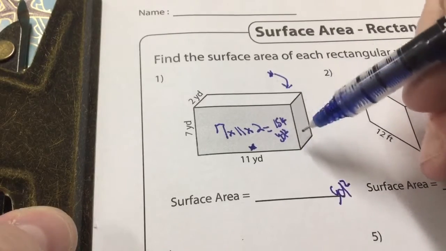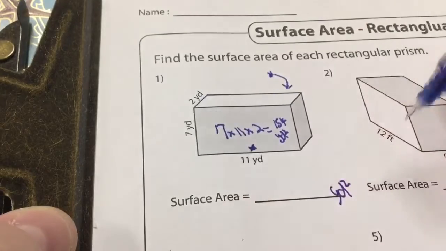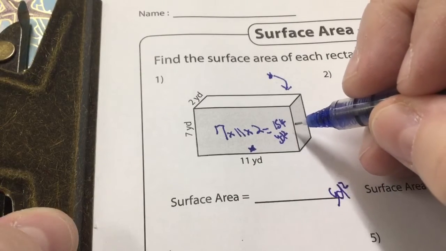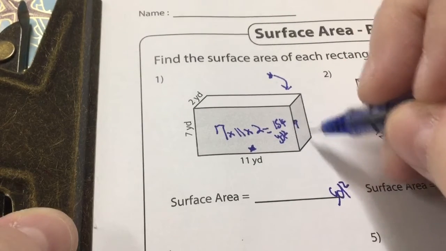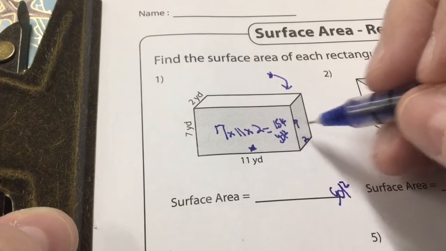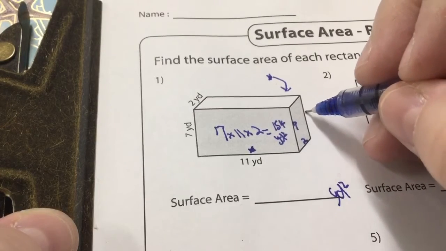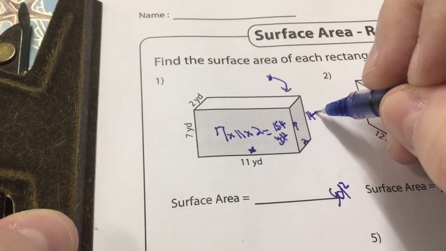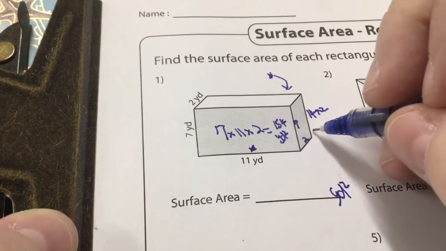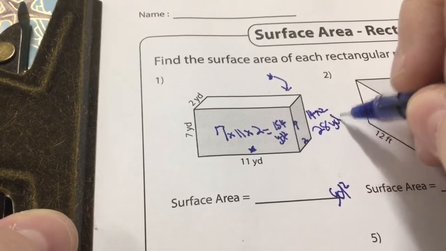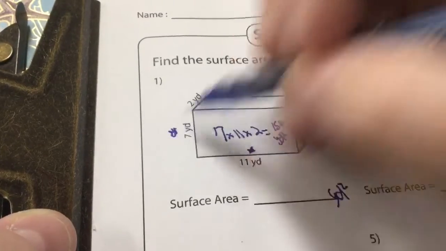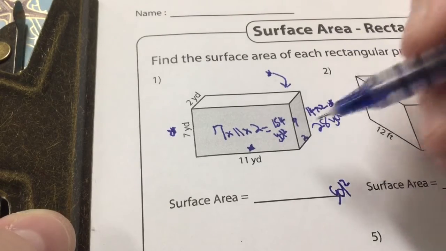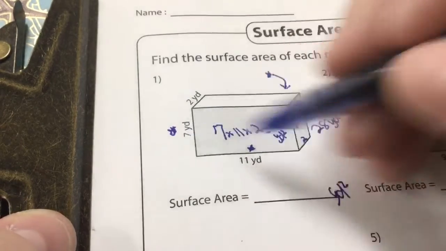Then we also have to find this one and this one, the side guys. Remember that if this is 7, this is also 7 right here. And then this is also 2. And so that means that this part right here is 14 square yards, but then there's 2 of them. So we'll say times 2, and that gives us 28 yards squared. And so that's for this side over here and also this side. So anyway, this side and that side and this side and this side.